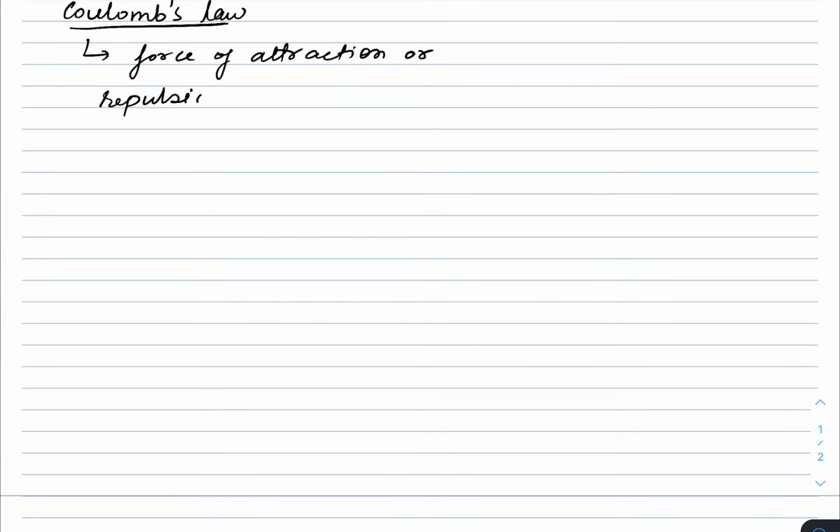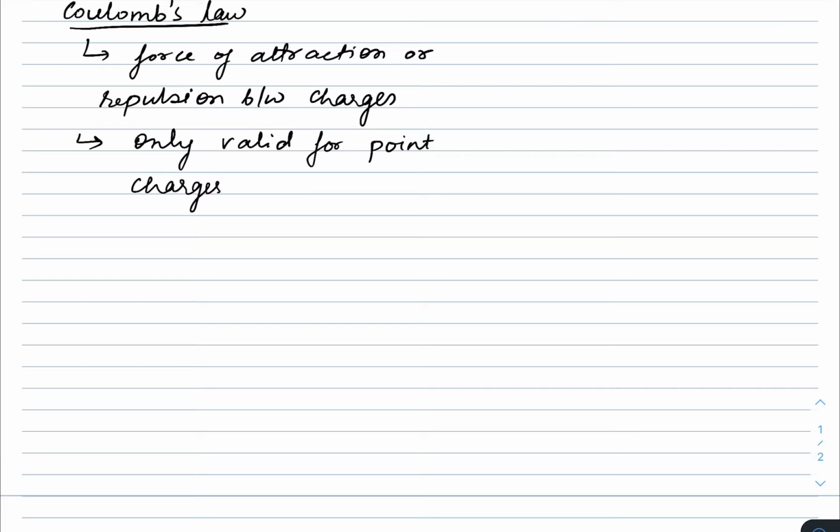So this is our Coulomb's law. What does Coulomb's law tell you? It tells you about the force of attraction or repulsion between the charges. Number 1 point. Number 2, it is only valid for point charges. Point charges means you cannot apply this law for extended bodies like rod, ring, disc and all, right? So Coulomb's law is only valid for point charges.